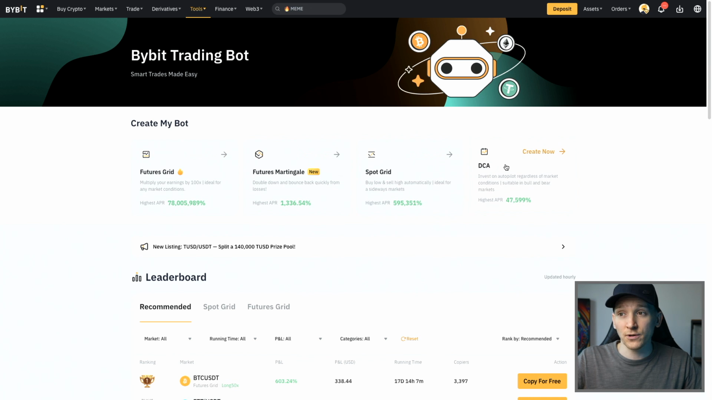These 4 are in the trading bot page. There are also some other trading bots in the trading platform as well, so I'll go through all of them and how they can benefit your trading. I'll also leave timestamps down below for all of the different bots if you want to skip around.